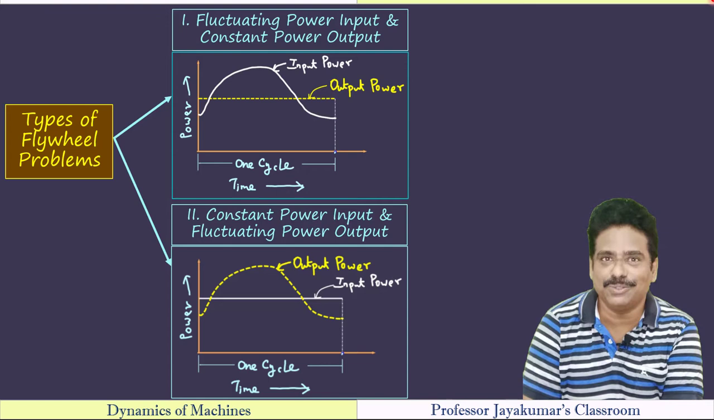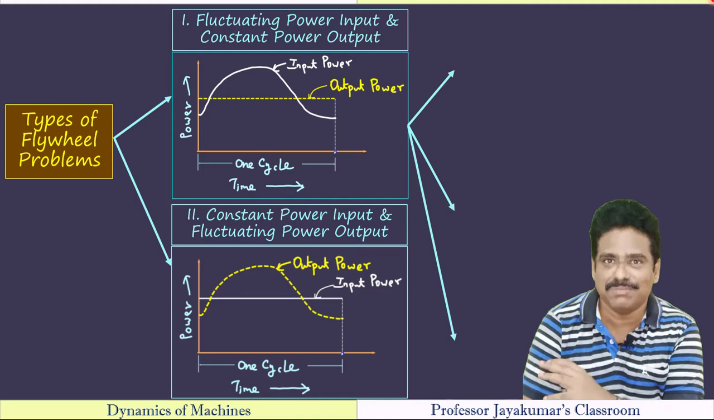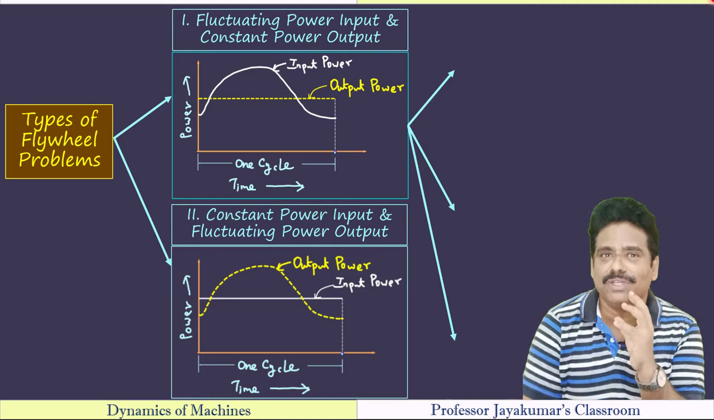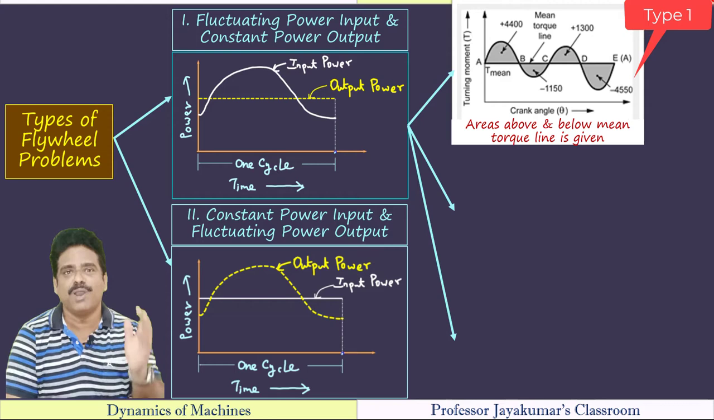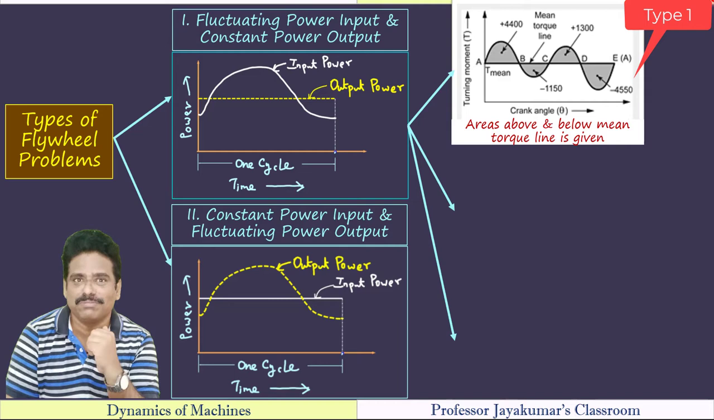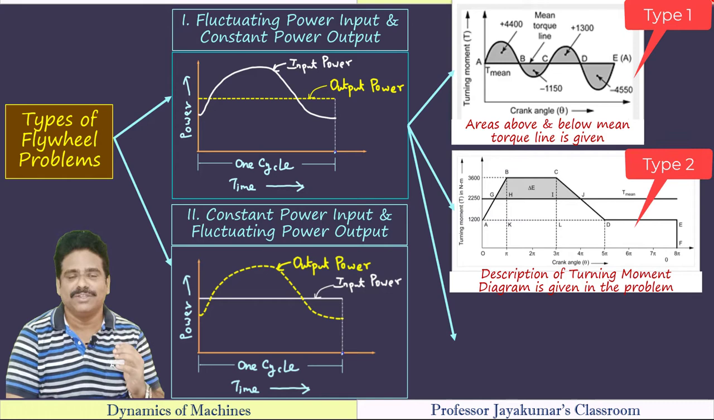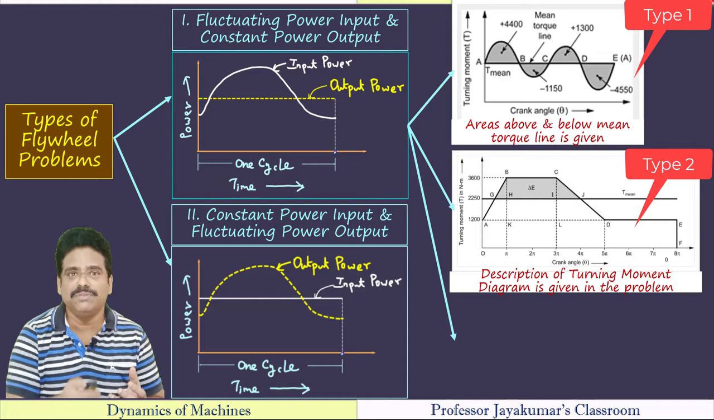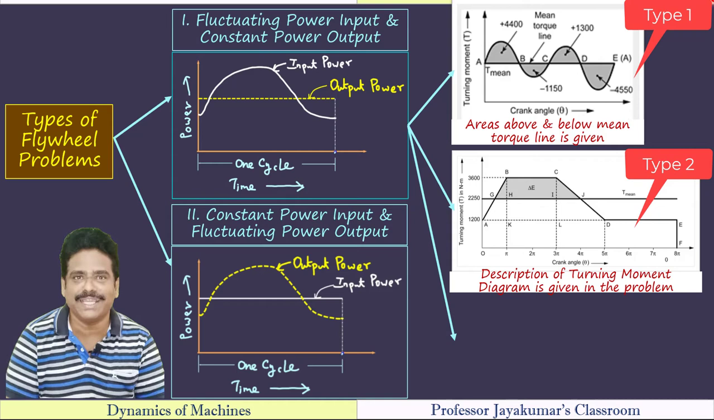Further, the first category can be classified under three types. After all, in the first category, predominantly the turning moment diagram will be given. If we know directly the area above and below the mean torque line, we call that the first problem under category one. Sometimes the turning moment diagram will not be given in terms of areas directly. Instead, they will give you a description of the problem by using which we can construct the turning moment diagram. I call that a type 2 problem.